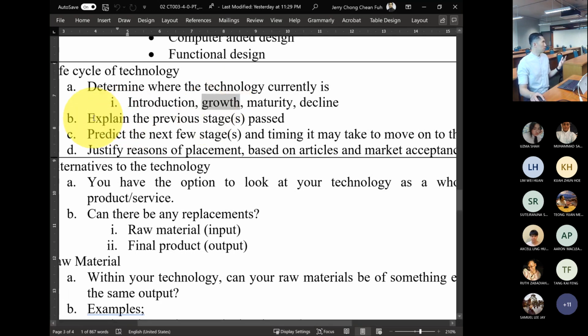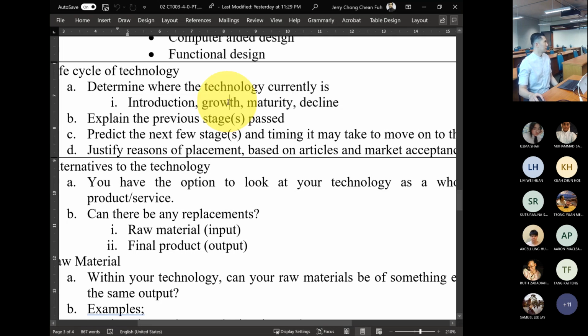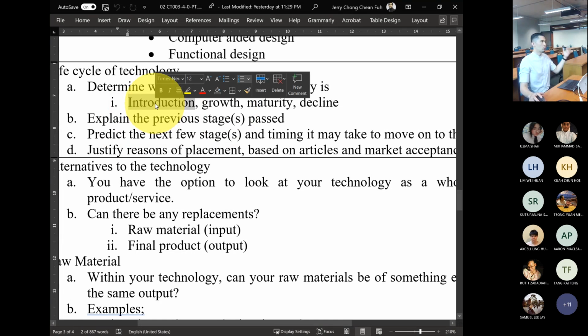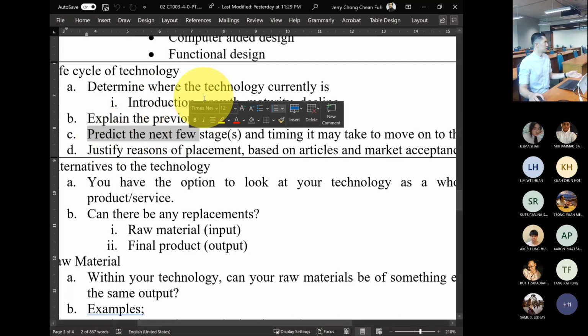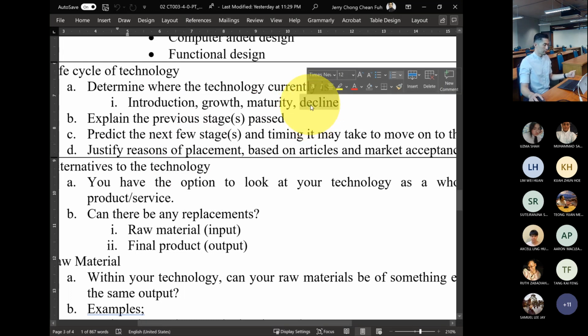When you move to point B, you're supposed to explain the stages that it has passed. If you have chosen growth, Saad, what stages has the technology passed? Okay, Saad is not there. So if you have determined that it is growth, you have to explain the previous stage it has passed, introduction. So you have to identify when your technology went through introduction. What C does is you are now going to determine when it will go through maturity. That's it. If you chose maturity as point A, then for point B you need to talk about introduction and growth. And then for point C, you have to talk about when you expect it to go into decline. That's basically it. Did I answer your question, Saad?